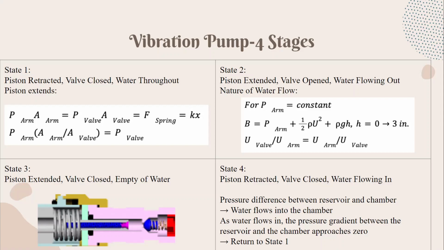Stage three is simply when the chamber is emptied of water and the piston is still extended and the valve is still closed. Stage four sees the piston arm retract and the water flowing back into the chamber. Abstractly, this is due to a pressure difference between the water in the reservoir and the air in the chamber. As the water flows back in, this pressure gradient approaches zero, thus restarting the cycle.